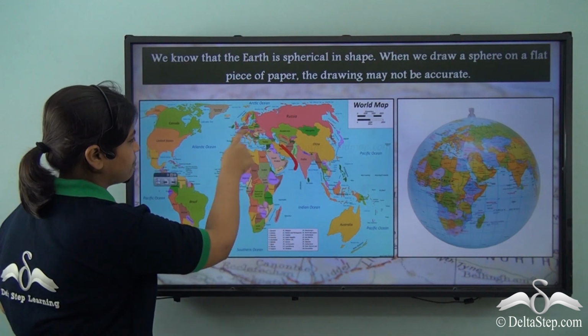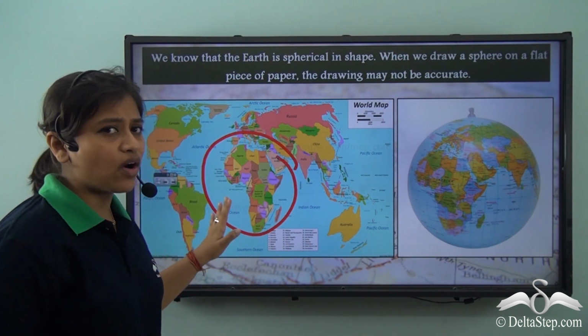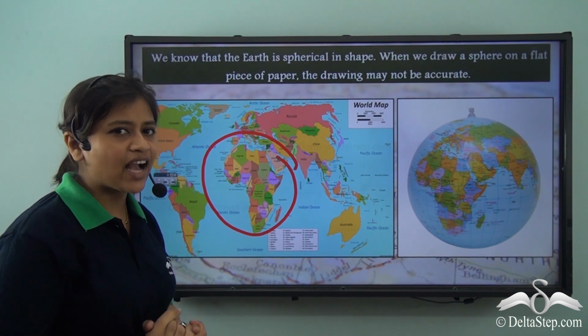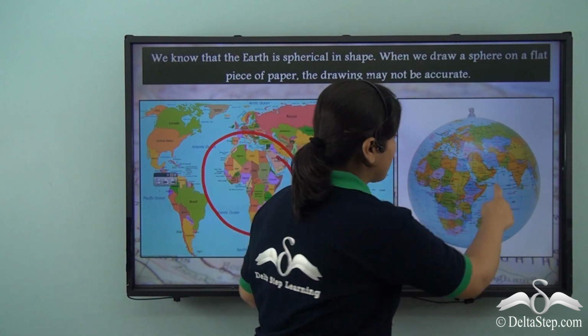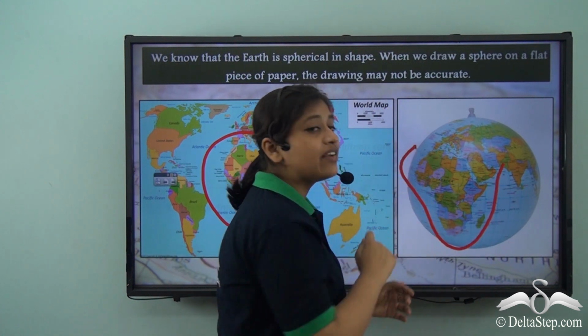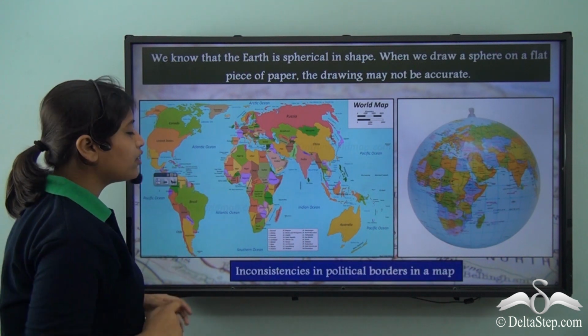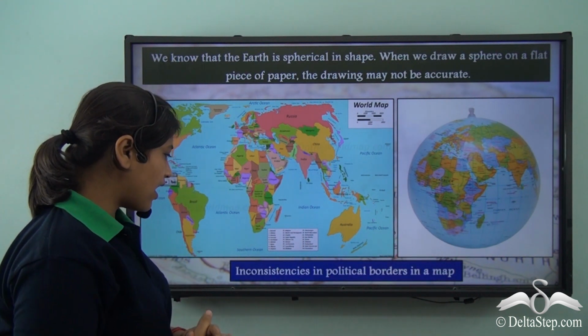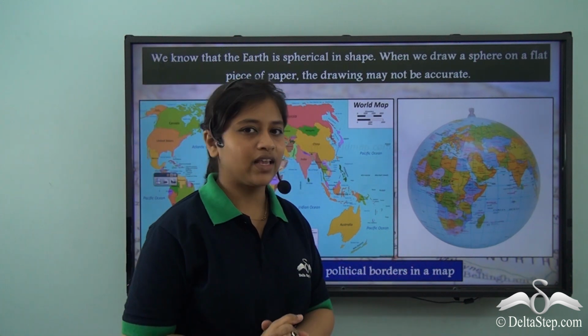Now take for example Africa. Here we can see that the boundary is not very clear and it is not very accurate. But when we take a look here, we see that the boundary is very clear and accurate. Therefore, we can say that there are inconsistencies in the political borders while we are looking at the map.